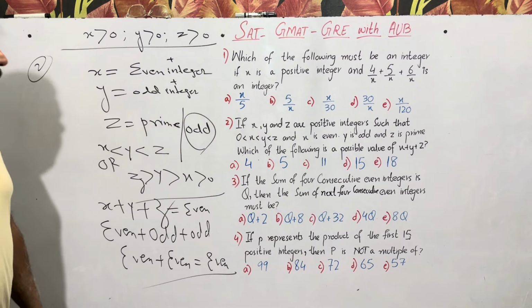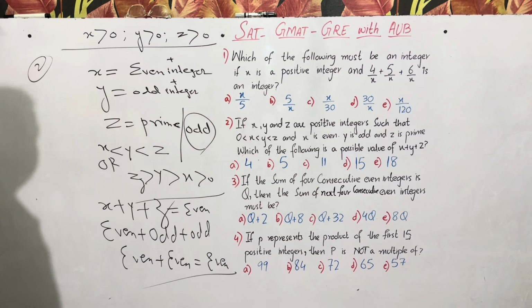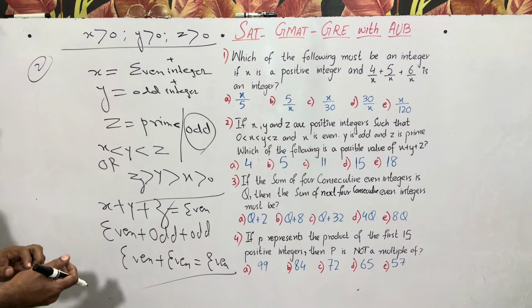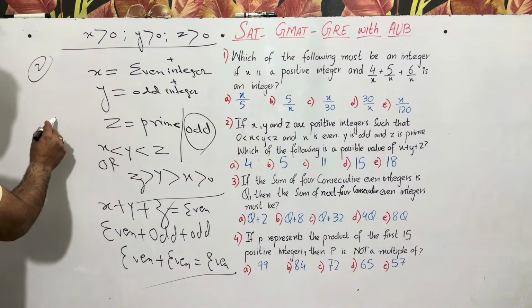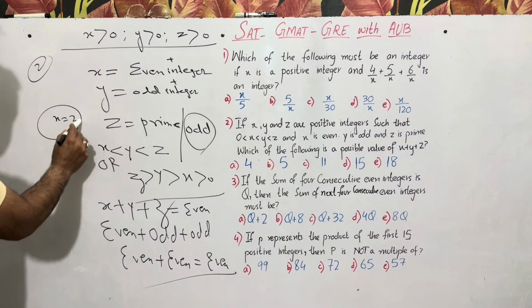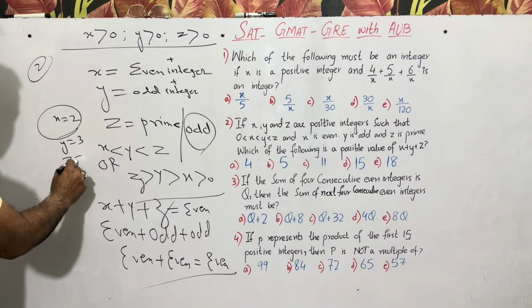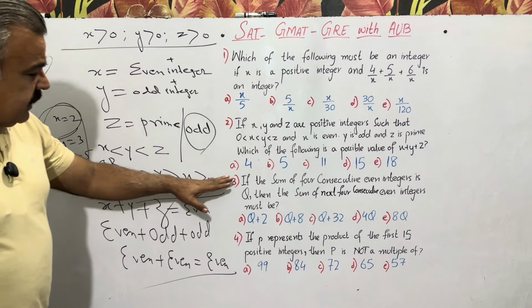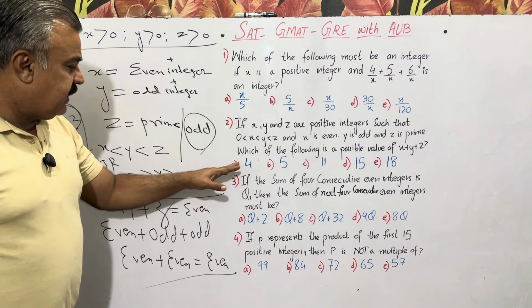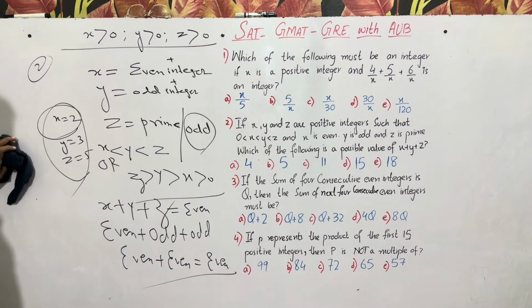So there is a tug of war between 4 and 18. Let's decide which one is our option. If I take x equal to 2, that's an even integer, y equal to 3 and z equal to 5, surely the sum is 10. So we can easily eliminate choice A as well. So E is our right option in that case.